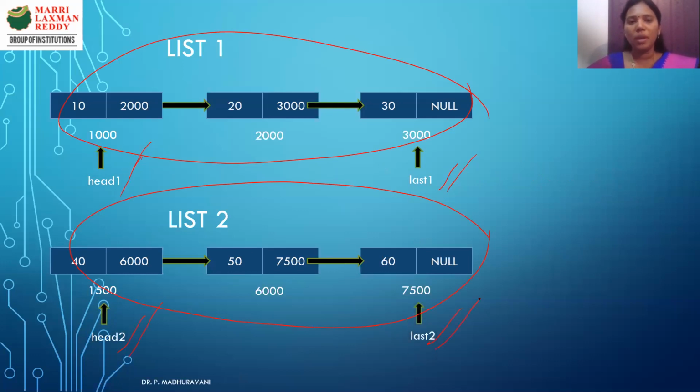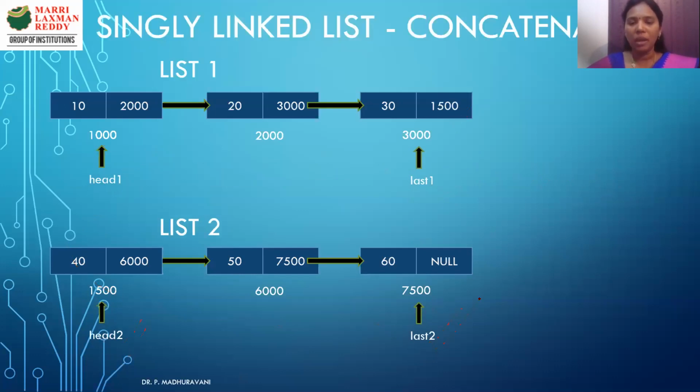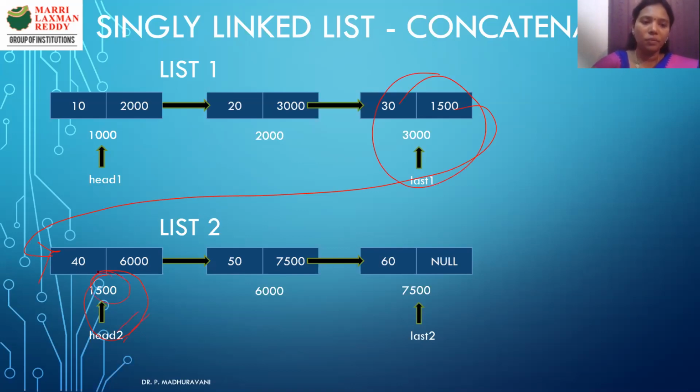Now append list 2 at the end of list 1, simply by giving a link between the last node of list 1 and the first node of list 2. Just simply by storing the address of head 2 in last 1. See here, the head 2 address is 1500, which I am storing as the last 1 next value. Now a link will be established between the last node of list 1 and the first node of list 2. So likewise, we'll concatenate two singly linked lists.